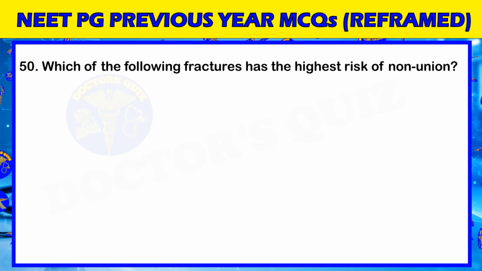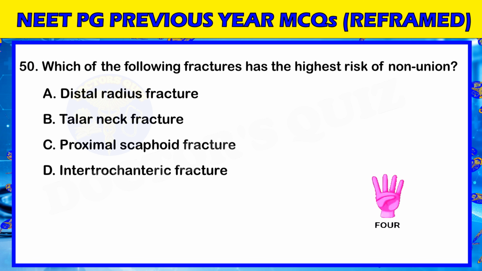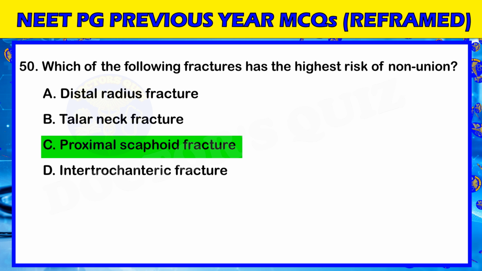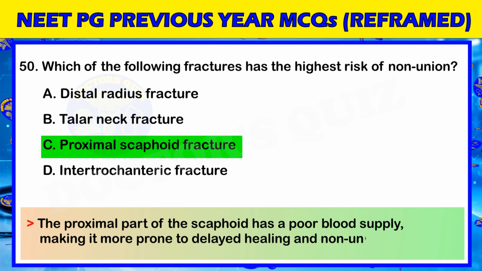Which of the following fractures has the highest risk of non-union? The right answer here is option C, proximal scaphoid fracture. The proximal part of the scaphoid bone has a poor blood supply, making it more prone to delayed healing and non-union.